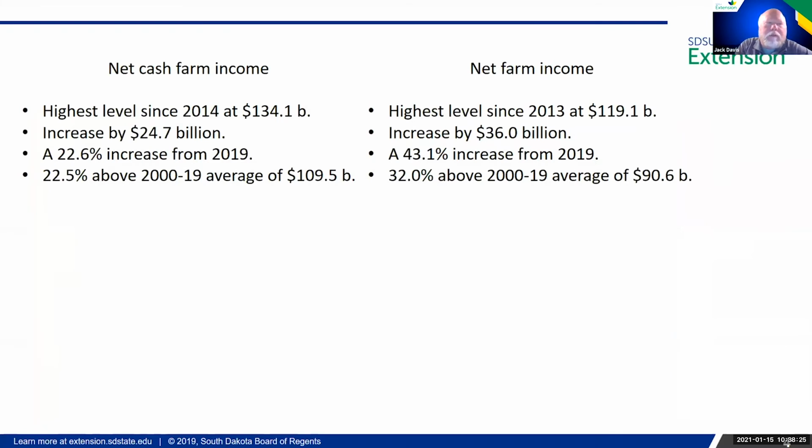So there it is, just summarizing that from the last slide. Highest level since 2014 at 134.1 billion, increased by almost 25 billion, and almost a 23% increase from 2019, and very similar for net farm income.